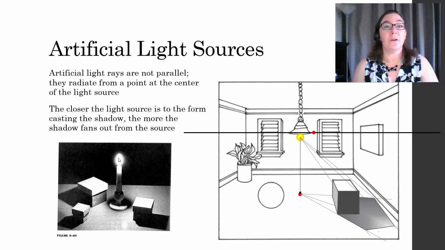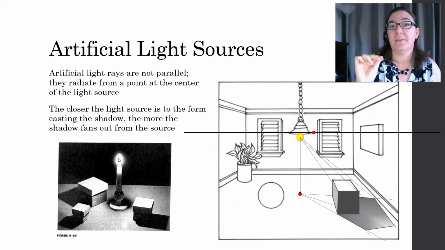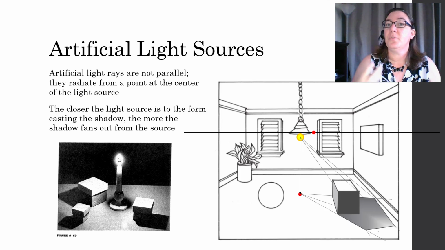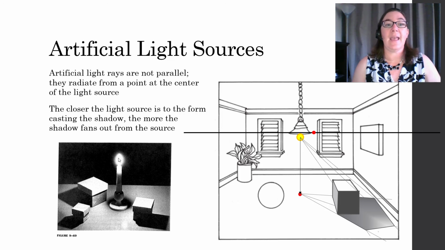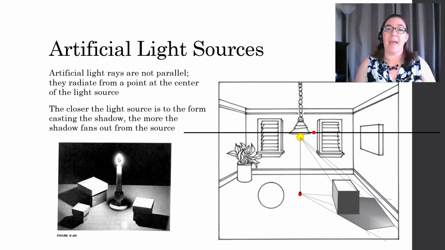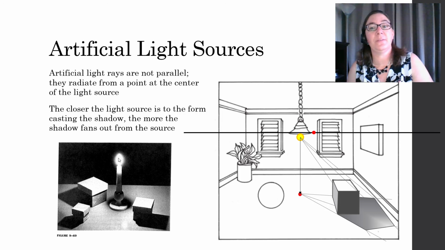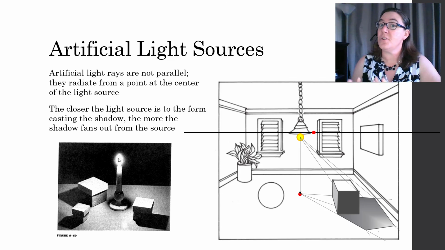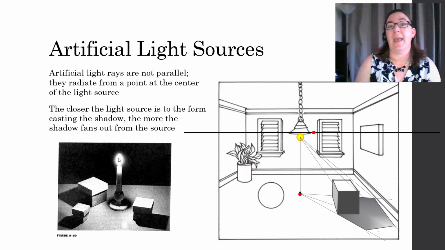This is not true for artificial light sources. They are going to radiate from a point that you can locate in your drawing at the center of the light source. All right, and we'll talk about that a little later when we talk about perspective drawings. So the closer the light source is to the form of the object that is casting the shadow, the more the shadow is going to fan out from that source. All right, and this is characteristic of point light sources that are close to your objects. It's not characteristic of shadows cast by the sun.